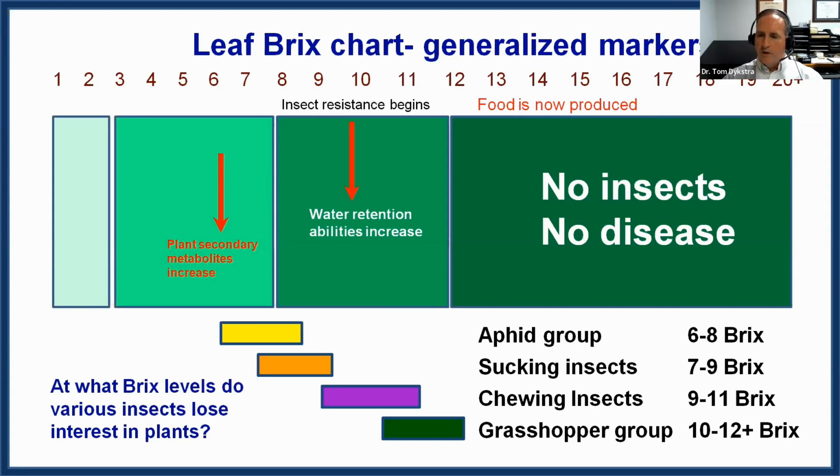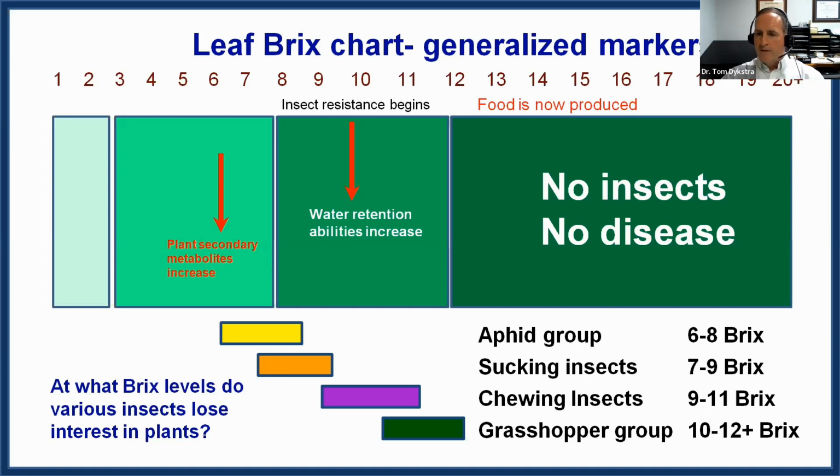These groups are often more or less chewing insects, although some of the Diptera do suck. There are some, maybe literally and figuratively, but I'm talking about insects that are actually chewing on the leaf, chewing on the root, chewing on the flower, chewing on a fruit. They're going to leave a little bit earlier. Once the plant gets to about 9 to 11 brix, they will lose interest in the plant as well.